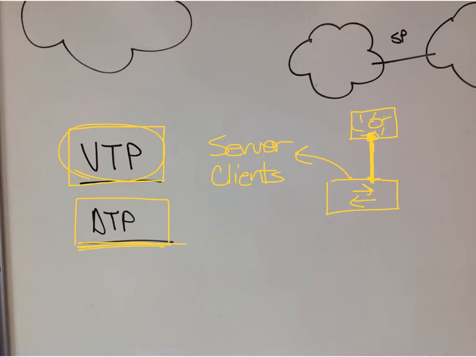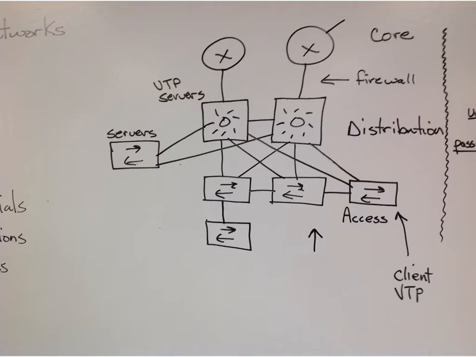So in the example we used over here, we added a new switch to the access layer. The trunking protocol could automatically set up our trunks for us. Our multilayer switch could be our VTP server, so that when you add this, if it's a VTP client, it would automatically get all of the VLANs from above.